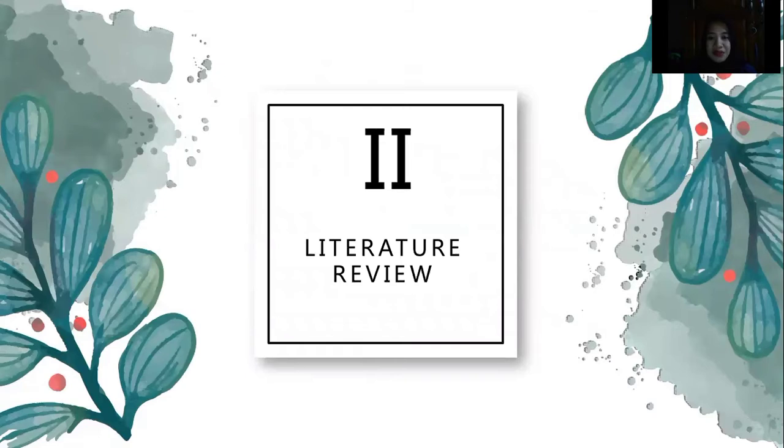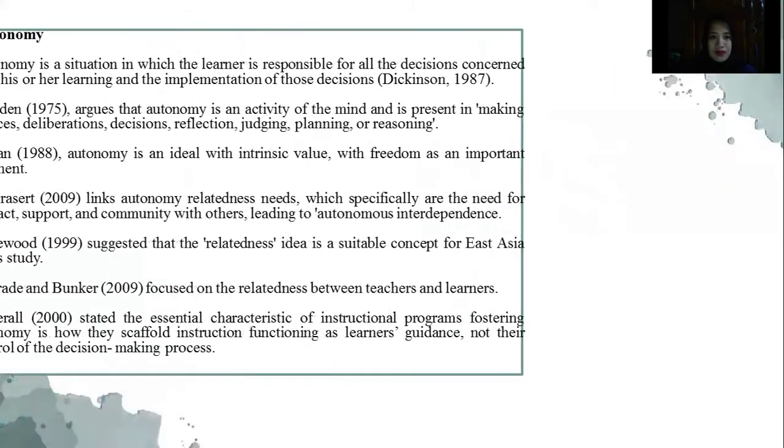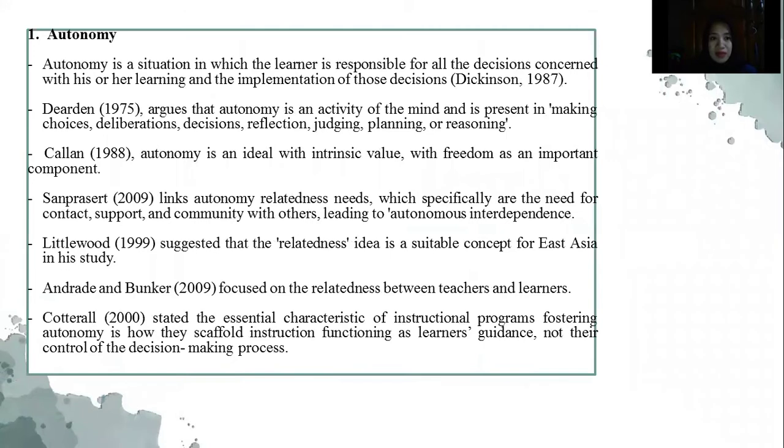Under chapter 2. Chapter 2 is literature review. First, autonomy. Autonomy is a situation in which the learner is responsible for all the decisions concerned with his or her learning and the implementation of those decisions, based on Dickinson 1987.